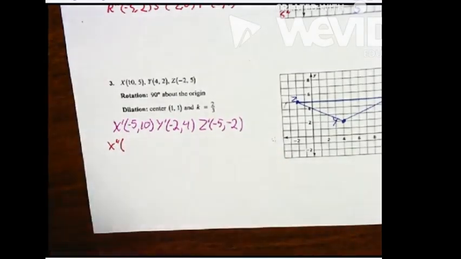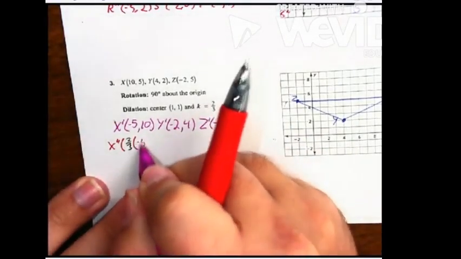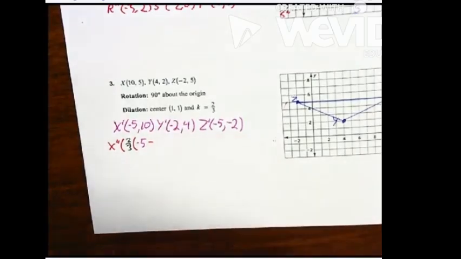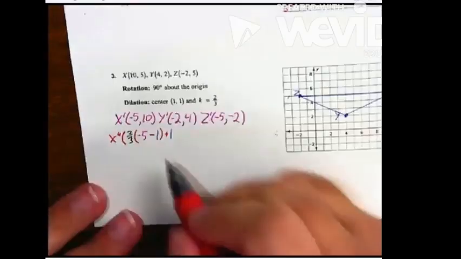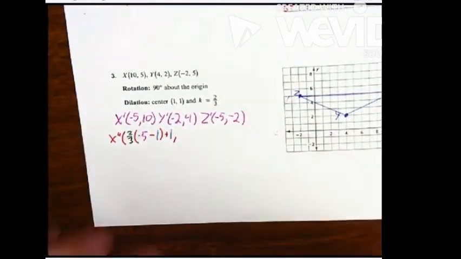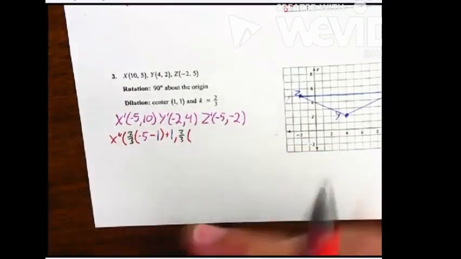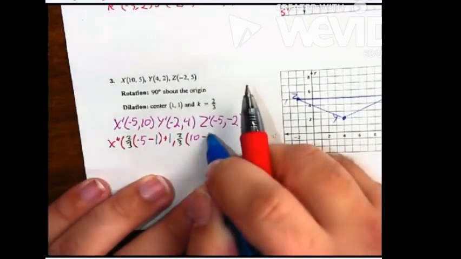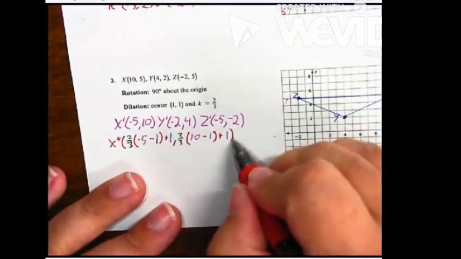So first we have the scale factor, which is 2/3, times the x value, which is -5, minus, let's see, what was it? The a value from our point of our center of dilation, so -1. And then we're going to add that 1 back in, so +1. All right. Then we're going to do the same thing with the y value. So that will be scale factor of 2/3 times the y value, which is 10, minus the y value of our center, which in this case is the same thing, it's 1. And then we're going to add that 1 back in, so +1.